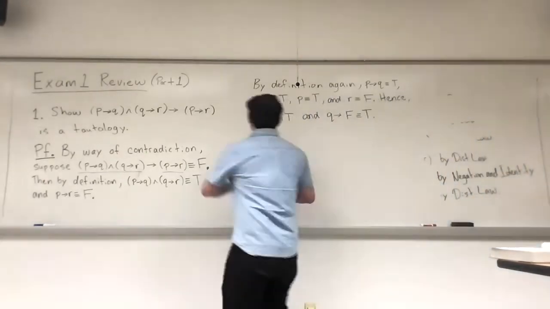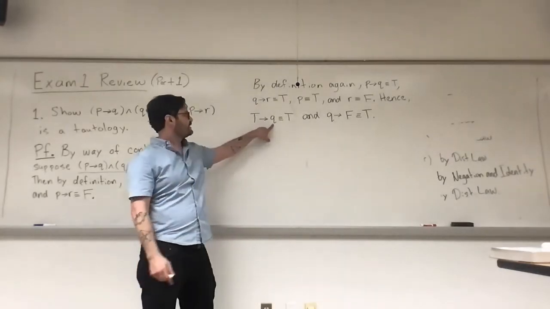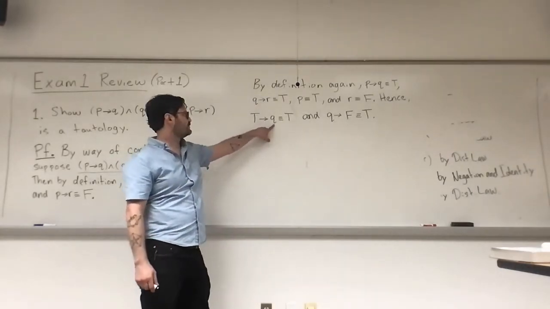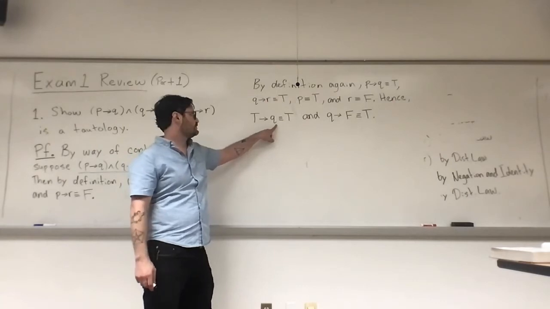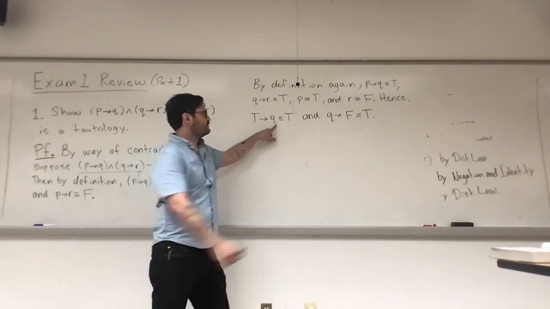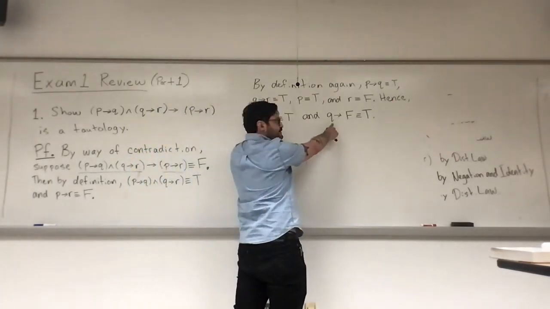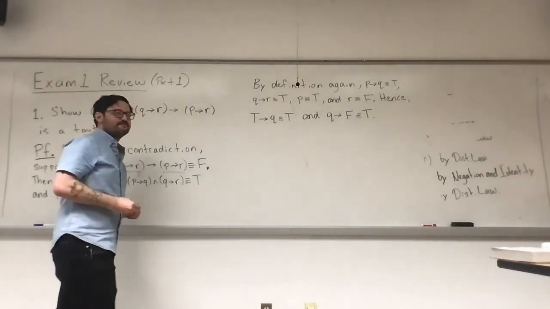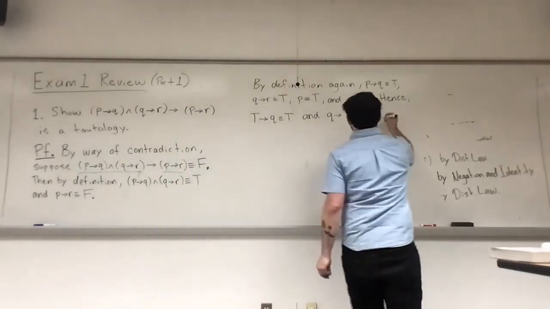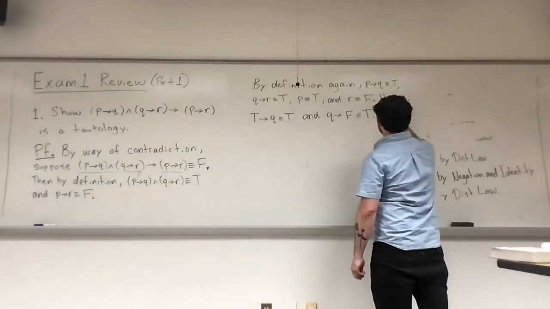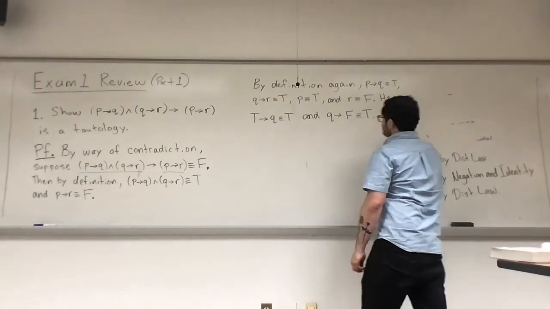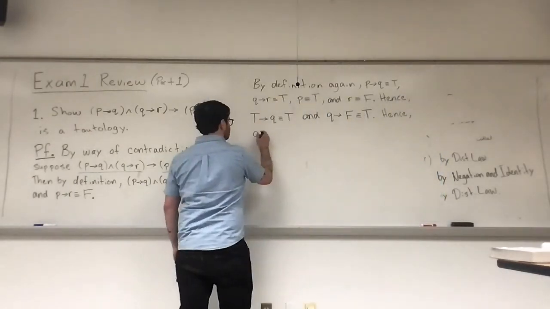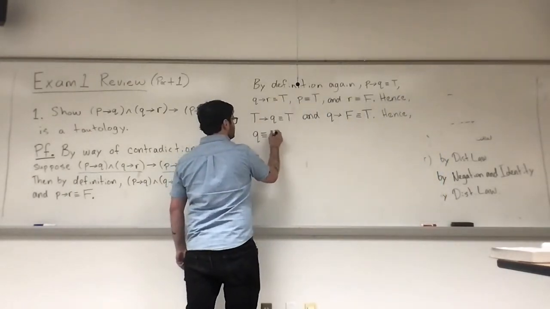So what does this imply that Q must be for this to be true? Has to be true. Q must be true. But what about there? If Q is true, it has to be false. We found it. We found the problem. And again, maybe. So Q must be true right there.